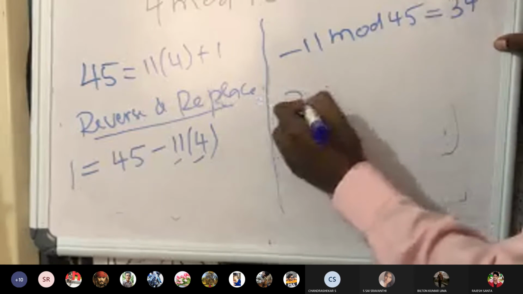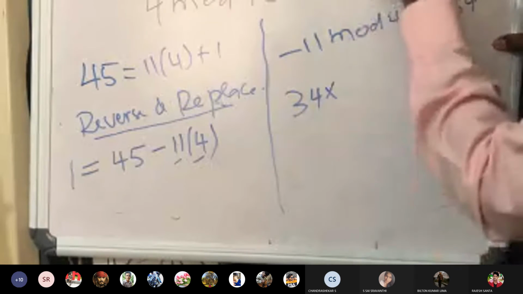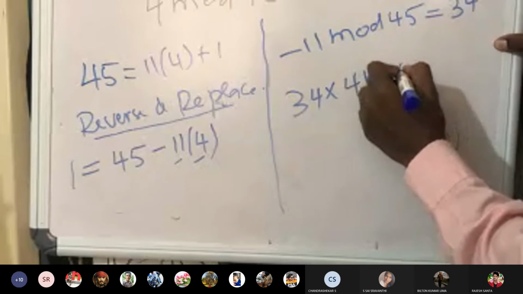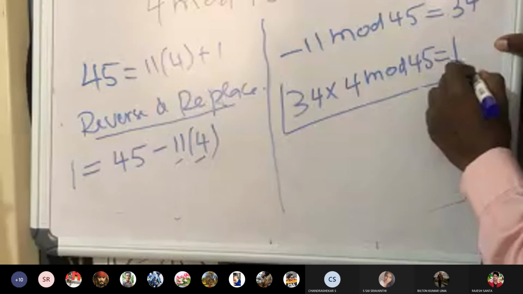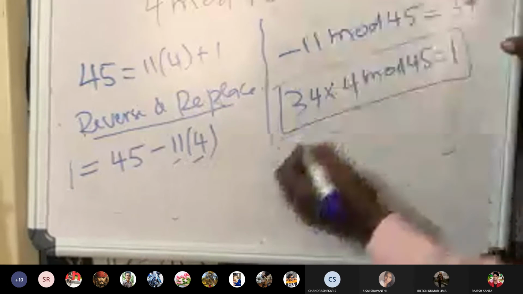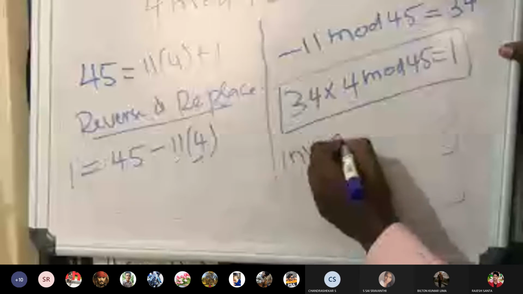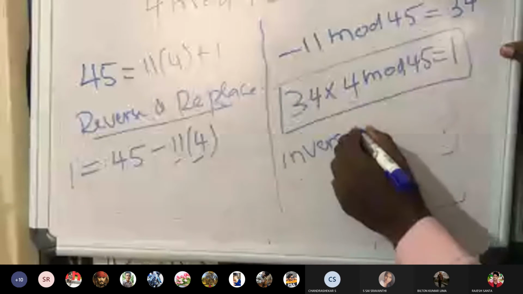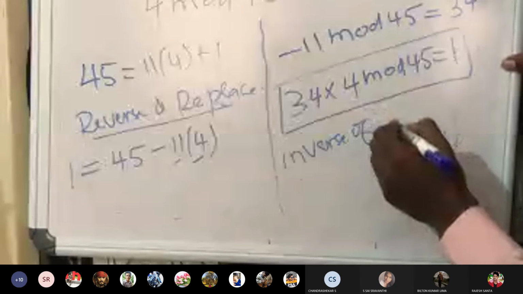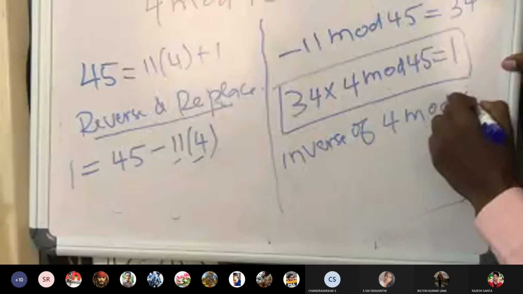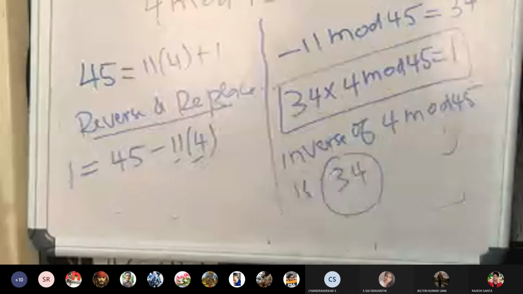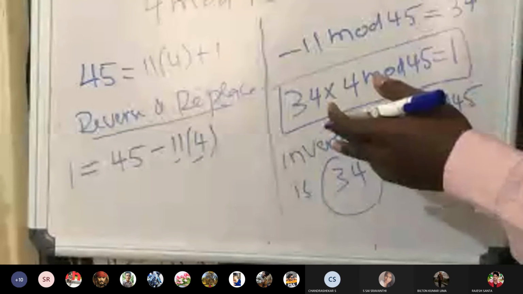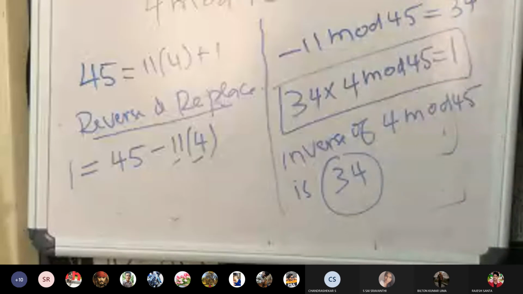What does it mean? It means that 34 into 4 mod 45 is equal to 1. So the inverse of 4 mod 45 is 34. Correct? Is equal to 34. Yeah, 34. So this is it. If you calculate, please calculate, and then we do the last.